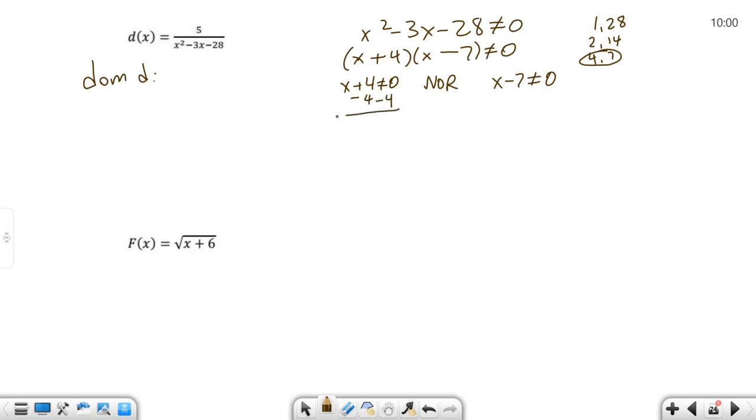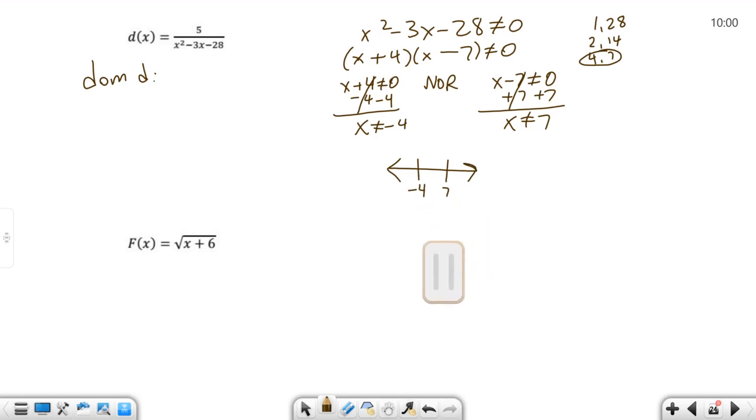To solve these, subtract 4 from both sides, so x cannot equal negative 4. And over here we're going to add 7 to both sides, so x cannot be 7. So we have two numbers here that x cannot be. Now normally I don't draw a number line in this case, but this helps me see what's going on. If I draw my number line, I have two numbers that concern me, negative 4 and 7. I have to put them from smallest to biggest, so negative 4 on the left and 7 on the right.